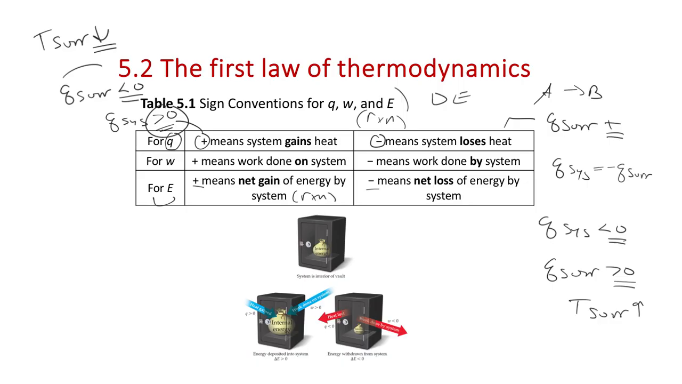Now let's think a little bit about the sign magnitudes for W. Again, we were thinking about this before, but I think the sign magnitudes go along with the ideas of delta E negative, Q negative.